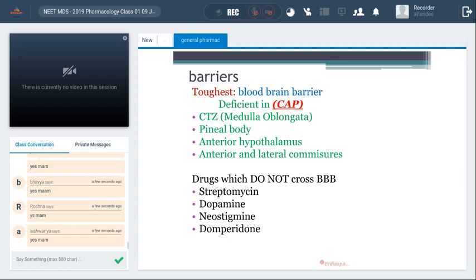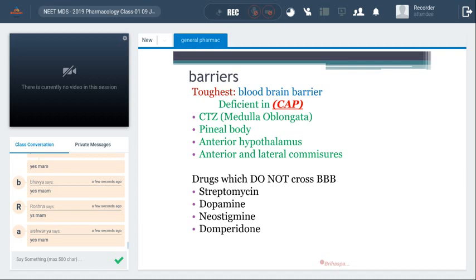Then we have certain barriers that you all know. For a drug to get distributed, for a drug to go to a particular tissue, it has to cross through a barrier if a barrier is there. The most important and tough barrier you all know is the blood-brain barrier. Not every drug can easily pass through the blood-brain barrier to get deposited in the brain, because the blood-brain barrier is the strongest barrier. But yet, this barrier has certain deficiencies through which the drug can pass.